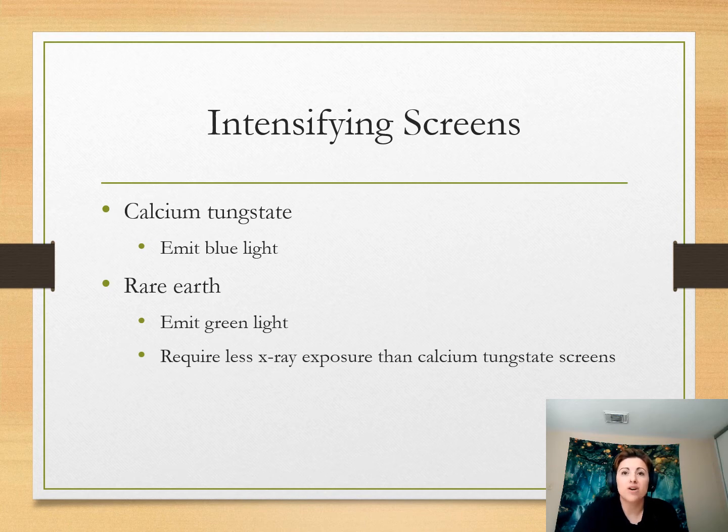Okay, the rare earth intensifying screen will emit a green light. The only one that is used in dental radiography for panoramics is going to be the rare earth for green light because it requires less X-ray exposure than the calcium tungstate screens.